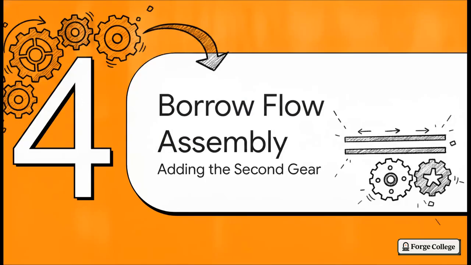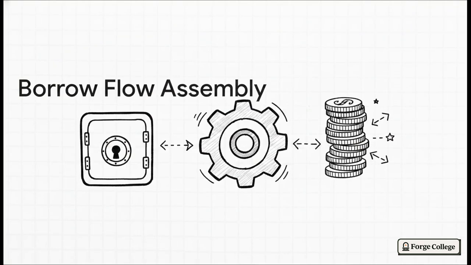Which brings us to Section 4, assembling the borrow flow, adding the second gear. With our deposit gear spinning nicely, we can essentially throw this whole machine into reverse to build out the borrow flow. Borrowing follows a really similar mechanical pattern.